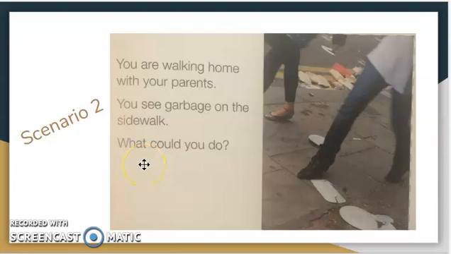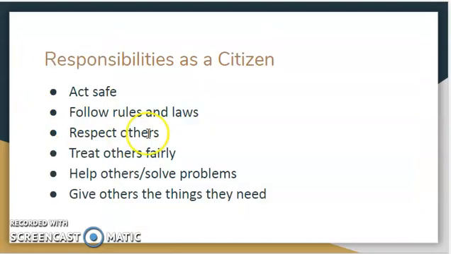So discuss this with your family members and think what other scenarios we can think of that could show how we are responsible as citizens.